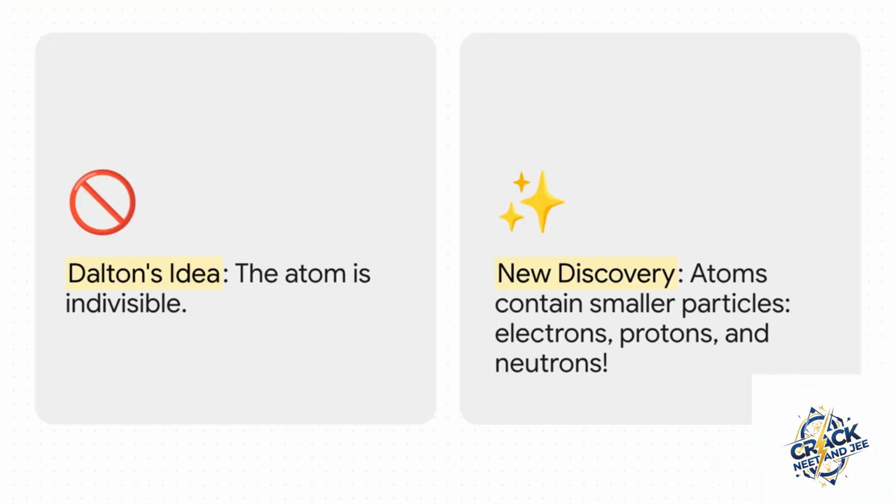And here's the first huge crack in the theory. Dalton was certain you couldn't split an atom. But then, whoops, scientists discovered that the atom wasn't a solid ball at all. It was actually made of even smaller things. You had positive protons, neutral neutrons, and negative electrons buzzing around. All of a sudden, the indivisible atom had been, well, divided. That was bug report number 1.